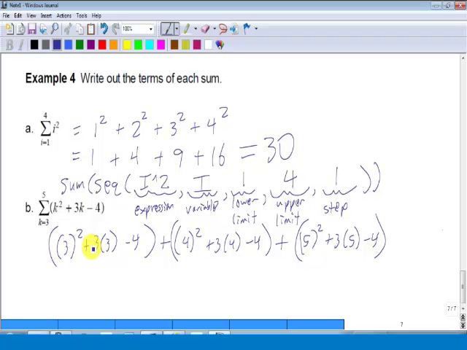3 squared is 9. 3 times 3 is 9. 9 plus 9 is 18. 18 minus 4 is 14. 4 squared is 16. 3 times 4 is 12. 16 plus 12 is 28. 28 minus 4 is 24. And then 5 squared is 25. 25 plus 15 equals 40. 40 minus 4 is 36. And we add the 24 and the 36, which is 60, and 14 is 74.